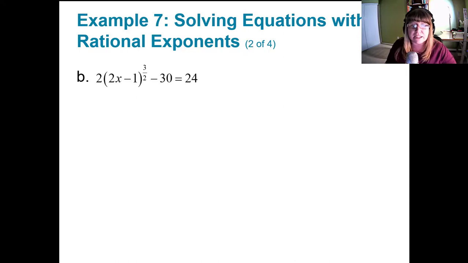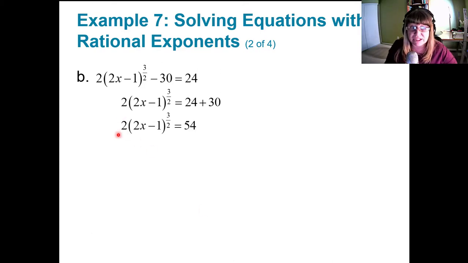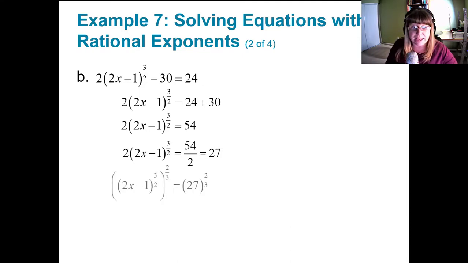Now let's look at B. B is pretty messy, so the first thing I want to do is get the thing with the power over to the other side. I can even get rid of this 2 by dividing by 2 on each side. That at least makes it a little bit easier to work with, and I'm left with (2x minus 1) to the 3/2 equals 27.